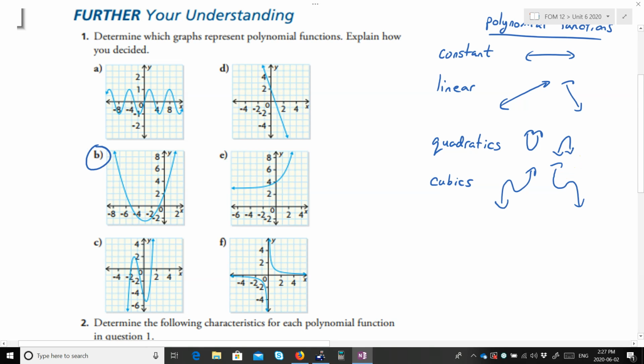B looks like a quadratic. C looks like a cubic. D looks like a linear. E doesn't really look like any of those, and neither does F. So it's B, C, and D. Okay, and if you check the answers in the back of the book, I have a PDF of the answers of the back of the book on my website as well, and I think I sent it to you in the email this week. You see that the answers are B, C, and D for number 1.